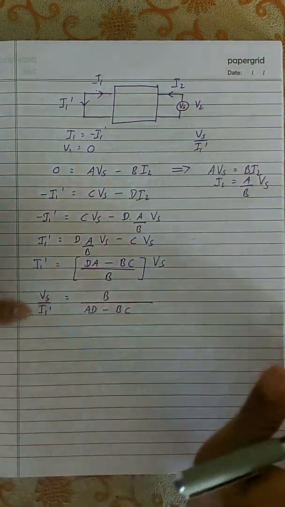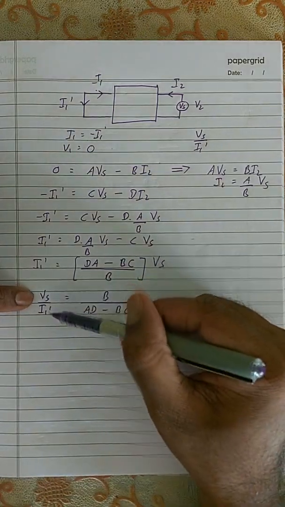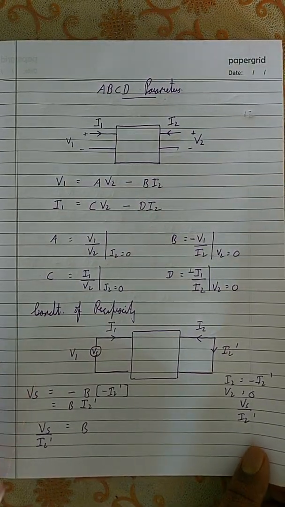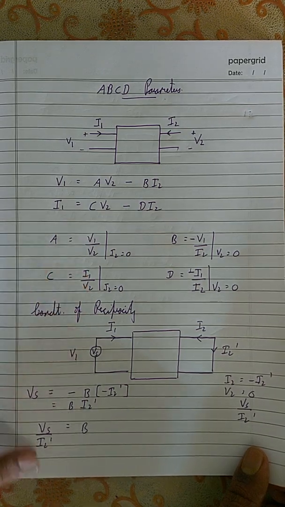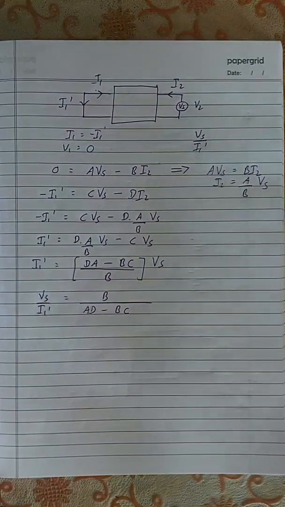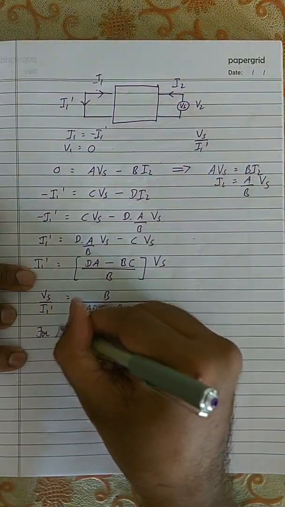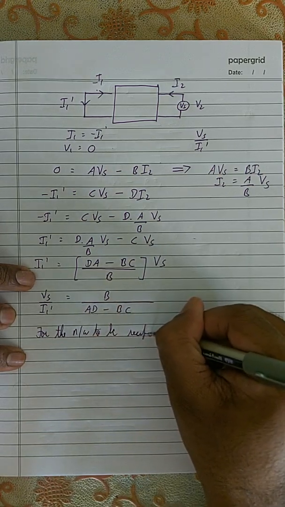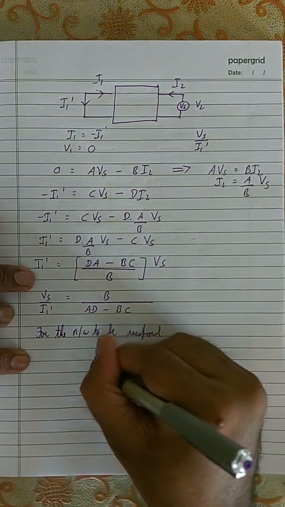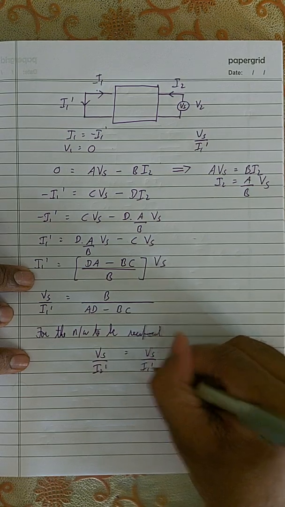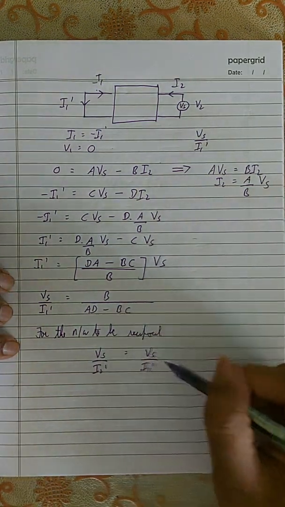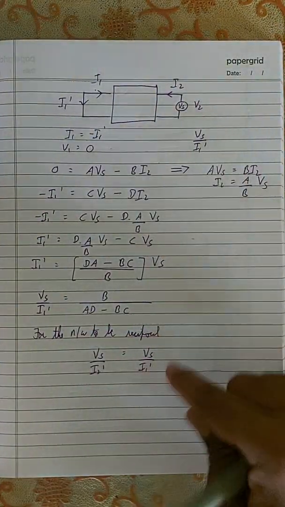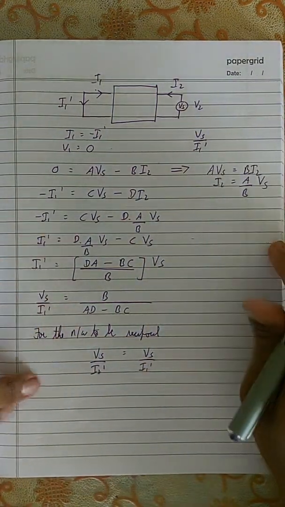This is the equation for Vs by I1 dash. So this is the ratio of the excitation to the response, and this is the ratio of the excitation to the response. A circuit or a network is said to be reciprocal if these two ratios are the same. So for the network to be reciprocal, Vs by I2 dash is equal to Vs by I1 dash. Don't forget this Vs and this Vs are not the same. So don't think that you can cancel each other and say that I1 dash is equal to I2 dash. That will be wrong.